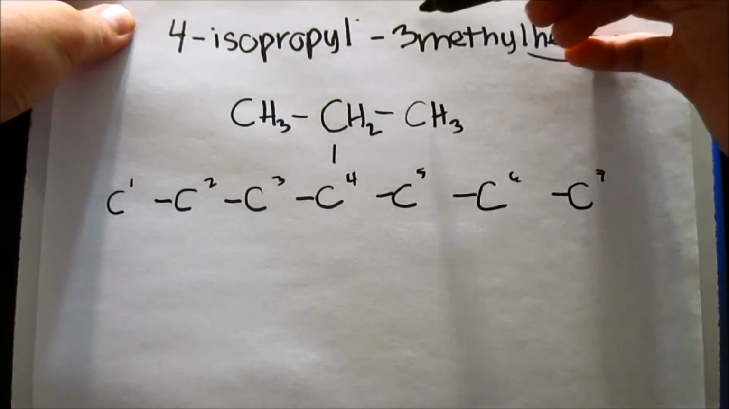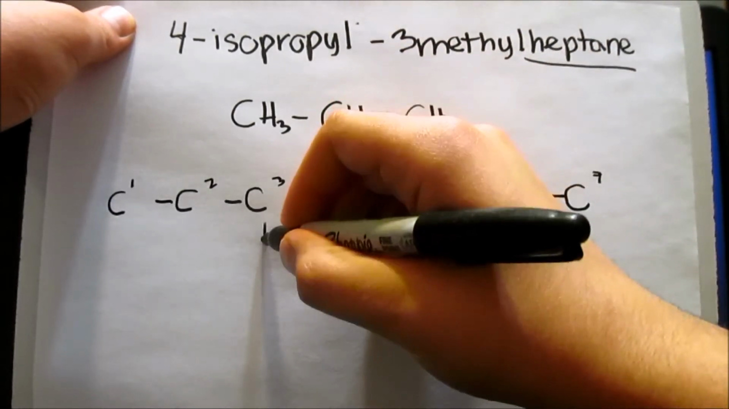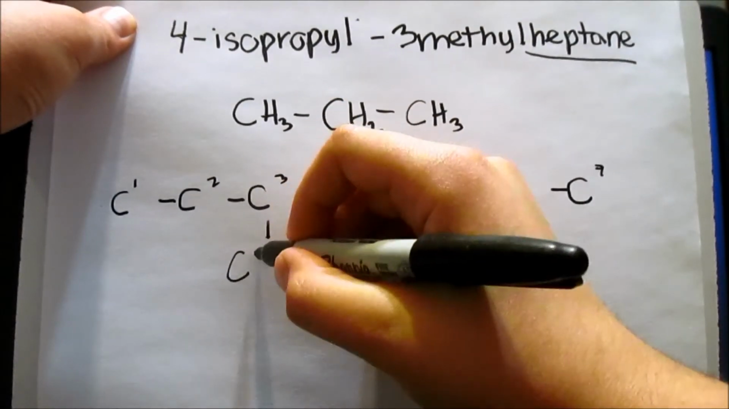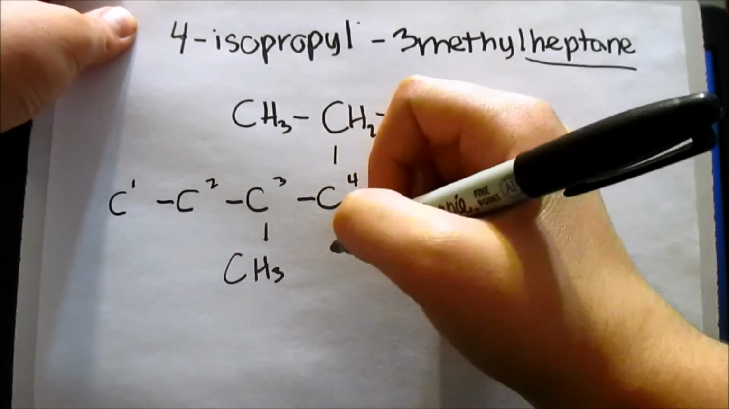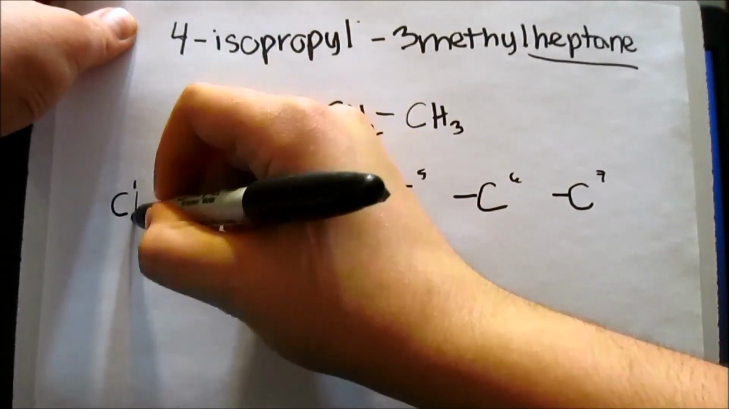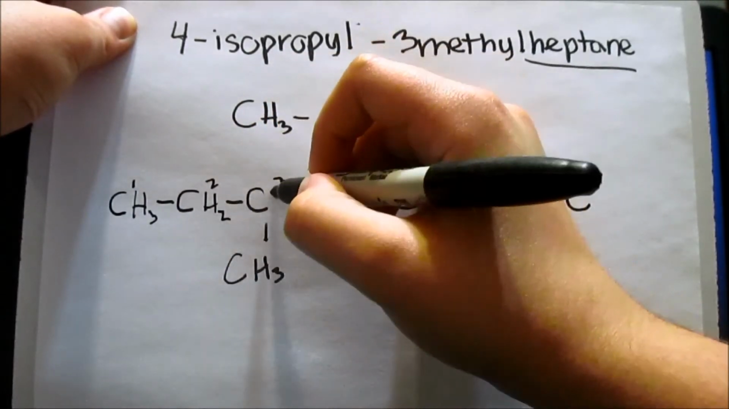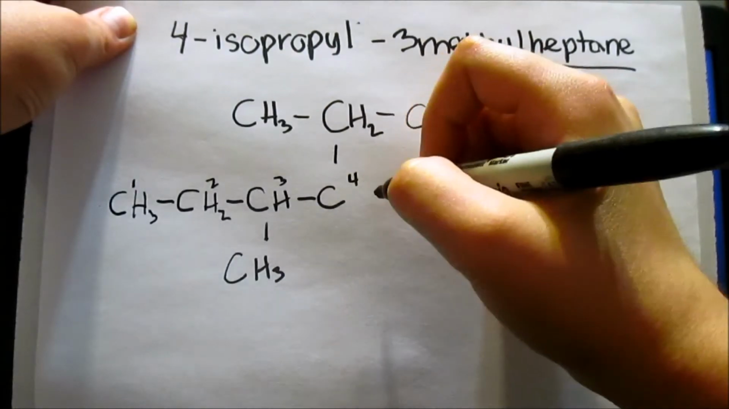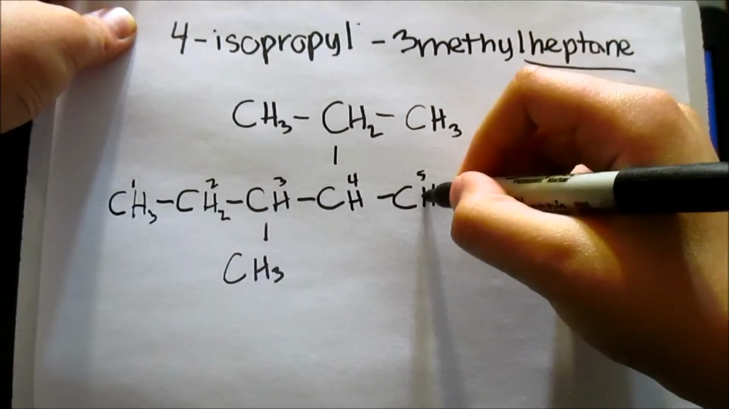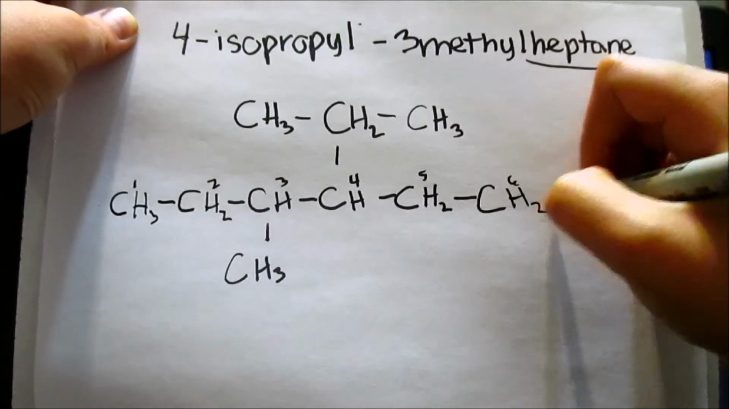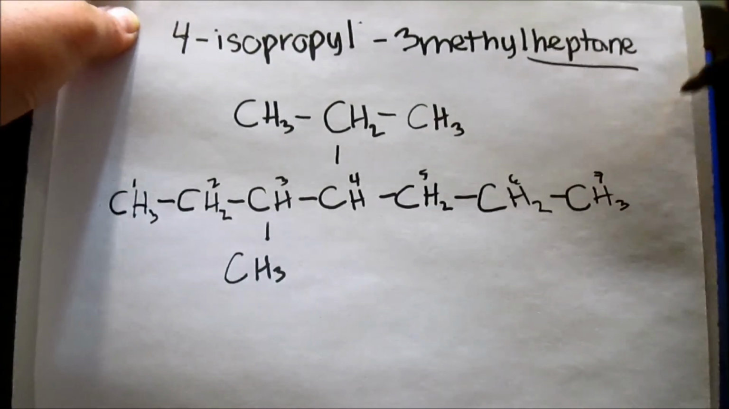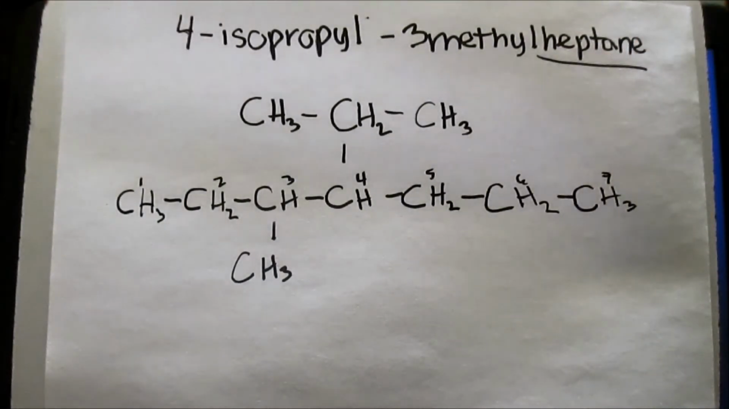Next is methyl. So here in carbon number 3 we have a methyl. We put methyl and we finally put the hydrogens that each carbon has. Here. There. So we already finished with this tutorial on how to draw molecules. Thanks for watching.